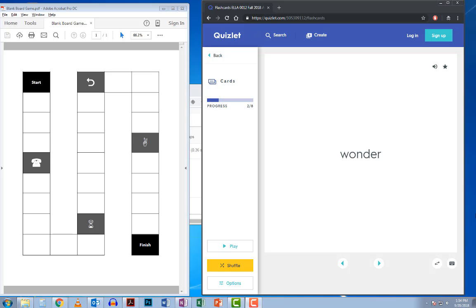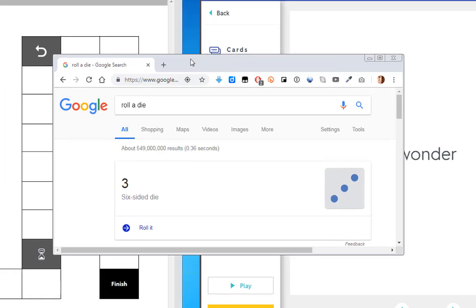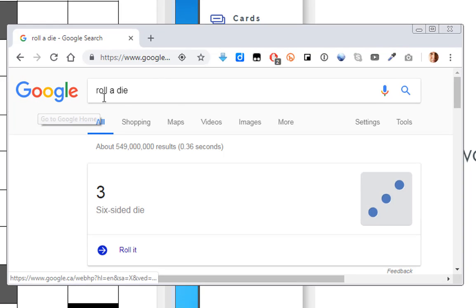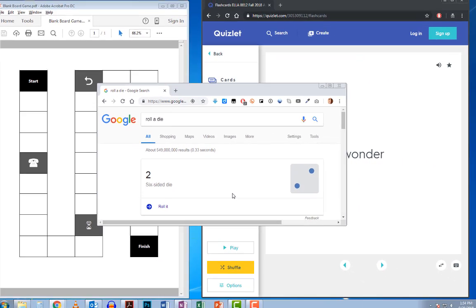Here's how to use the blank board game that I created together with your Quizlet set. First off, what you need: print off the blank board game. It's a PDF, so just print it off on 8.5 by 11 paper or whatever size you want. Make sure that you have a playing piece for each person in the group, and you have one die. You can also use an online die. For example, you can Google "roll a die," and Google will give you a single die that you can roll.